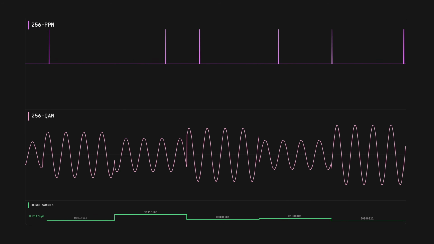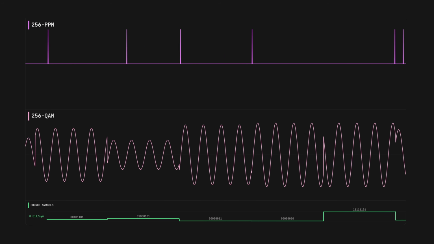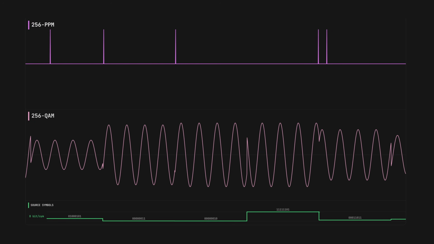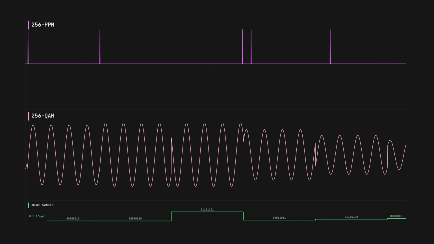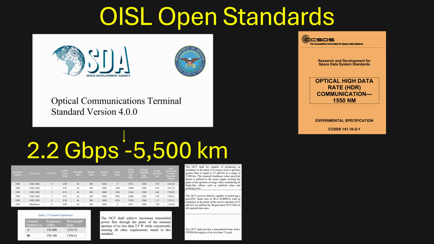And the opposite is true of PAM and QAM, where at higher orders you get very high bandwidth efficiency with many photons per bit. So that is why PPM is good for low data rates, but never used in ultra-high data rate applications. Unfortunately, there are no public specifications for high data rate satellite laser link transceivers, but there are some lower data rate open standards.